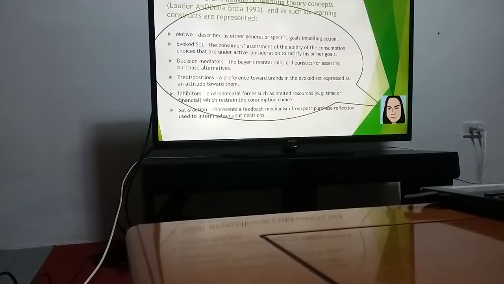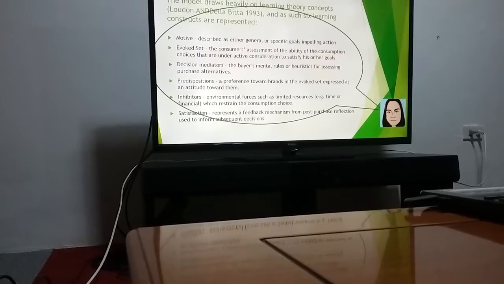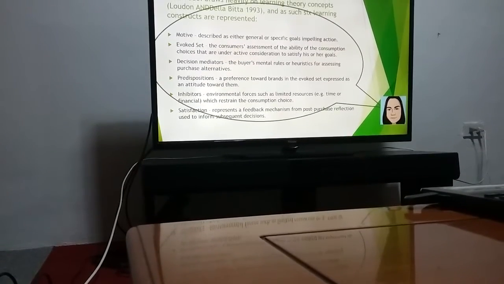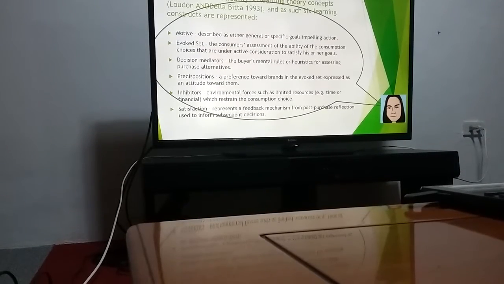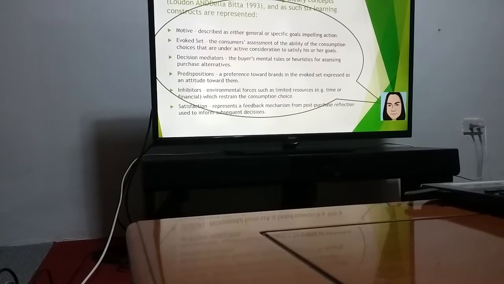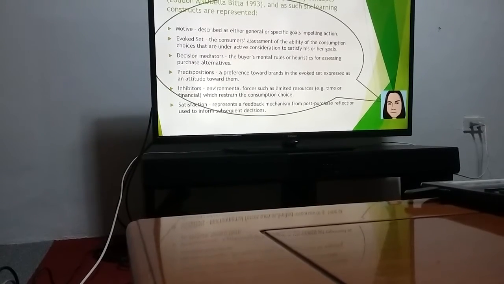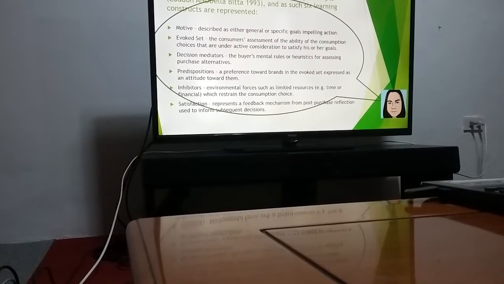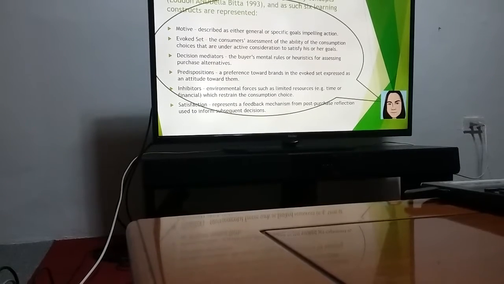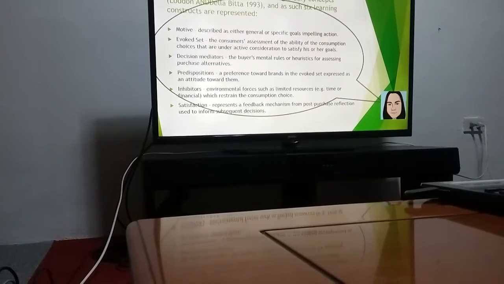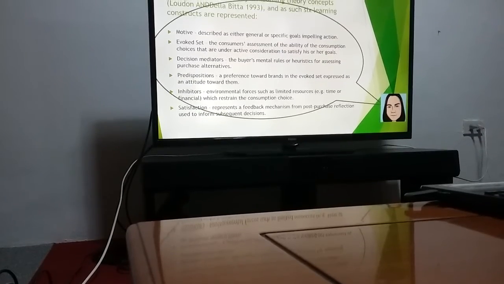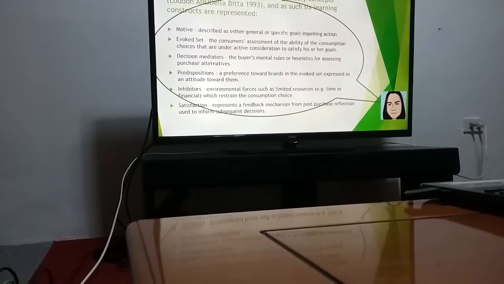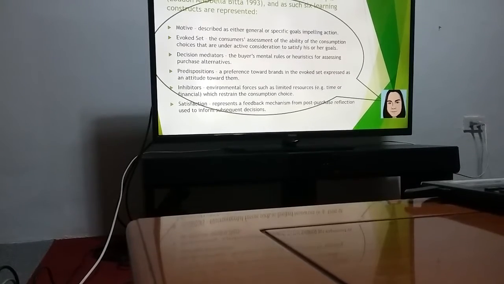Balik tayo dun sa example ko kanina. I-assess nyo ngayon yung mga available cellphone sa market or laptop or tablet kung alin doon yung makakapagpasatisfy sa gusto ninyong goal na magkaroon ng malaking data para ma-download yung mga lectures ko, para pumasa kayo, di ba? So, we also have decision mediators. These are the mental rules or heuristics for assessing purchase alternatives. Ano yung mga mental rules mo? Aba, dapat second hand lang. Aba, dapat hindi siya lalampas ng 5,000. So, those are your mental rules. Hindi kailangan written, yung mga nasa isip mo lang.